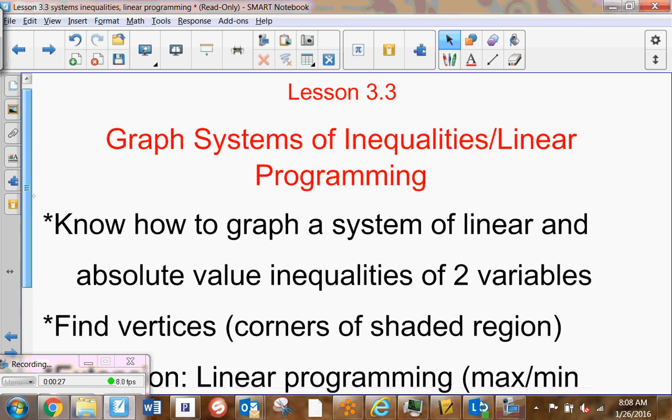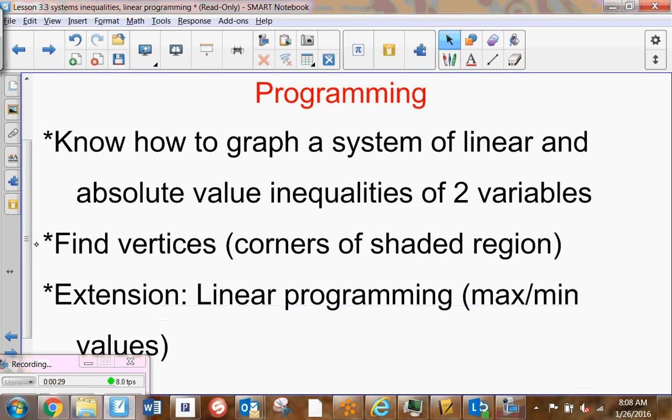Three things we're going to do today. The first one is to know how to graph a system of linear and absolute value inequalities of two variables. Yesterday, we did systems, but they weren't inequalities. They were just equations. Today we're going to do a system of inequalities.